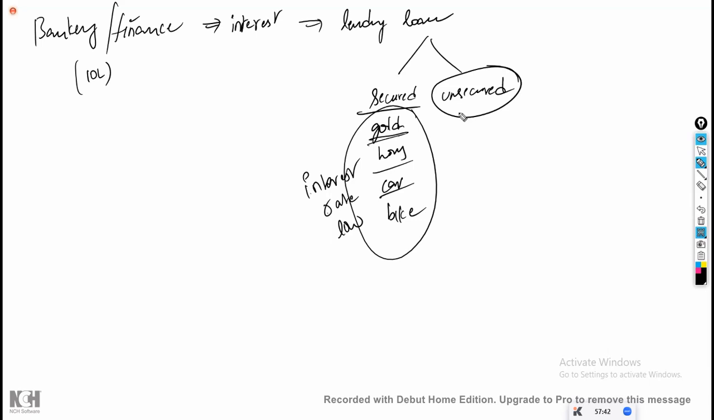Now coming to the unsecured loan, it is completely based on trust. By trusting you, they have to give. Only one word, trust. If they trust you, they'll give you. If they don't trust you, they'll simply reject the loan. In unsecured loans, the risk factor is somewhat high. Compared to secured loans, the risk factor is high. That is the reason interest rates will also be high.